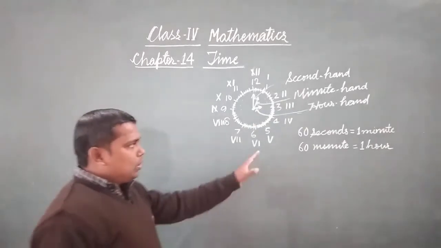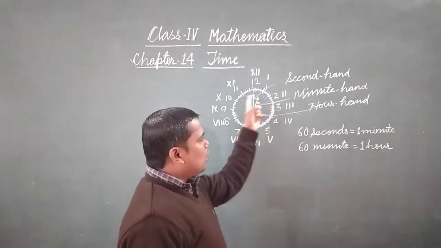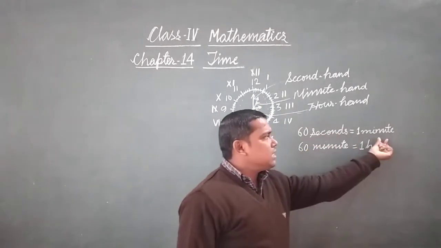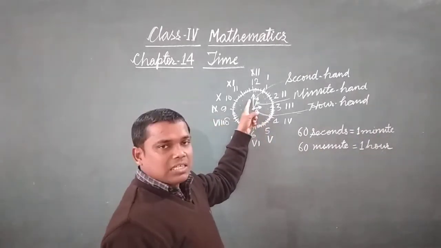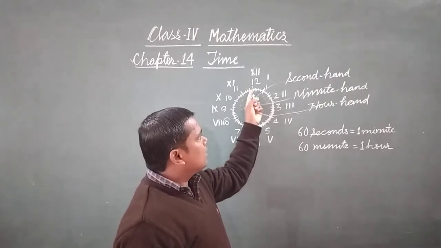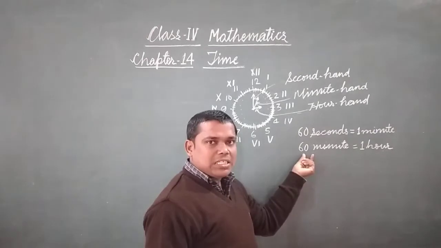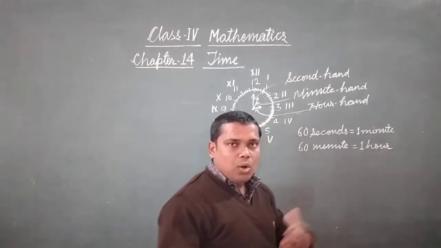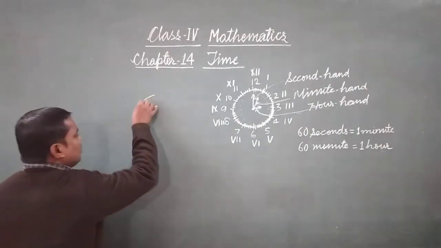I hope you understood that once the second hand completes one rotation, it means 60 seconds, and 60 seconds means 1 minute. When the minute hand completes one complete rotation, it means 60 minutes, then 1 hour is completed. Now, how to see the time? I am drawing another clock, try to understand.